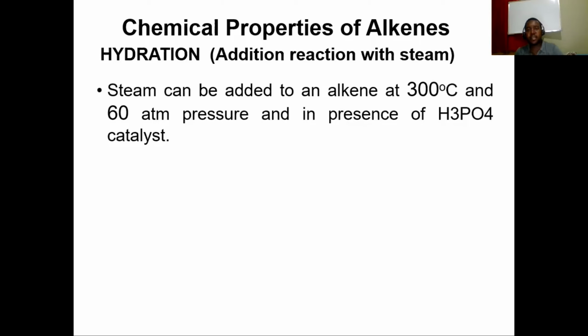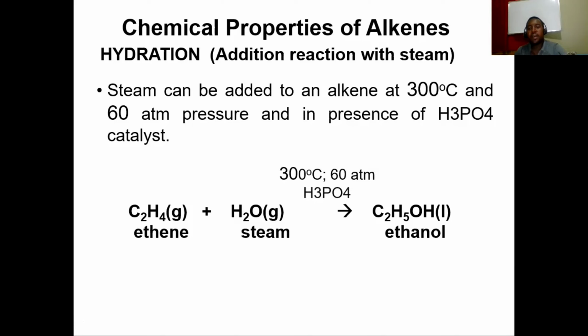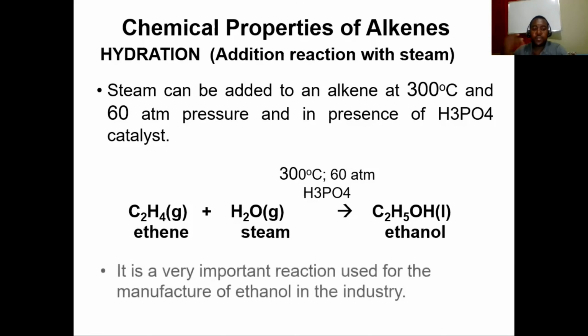All right, so another type of reaction with alkenes is hydration. Hydration means the addition reaction with steam. Steam can be added to the alkene at about 300 degrees and 60 atmospheric pressure in the presence of phosphoric acid, which is a catalyst, and we get ethanol. So hydration means we're adding water, but the water is in the form of steam. It has to be at high temperature in the presence of a catalyst, which is phosphoric acid, or sometimes sulfuric acid, and it gives us the equivalent alcohol of the alkene. If it's ethene, it gives us ethanol. If it's propene, it gives us propanol. The OH from the steam will just bond with your alkene to form the alcohol.